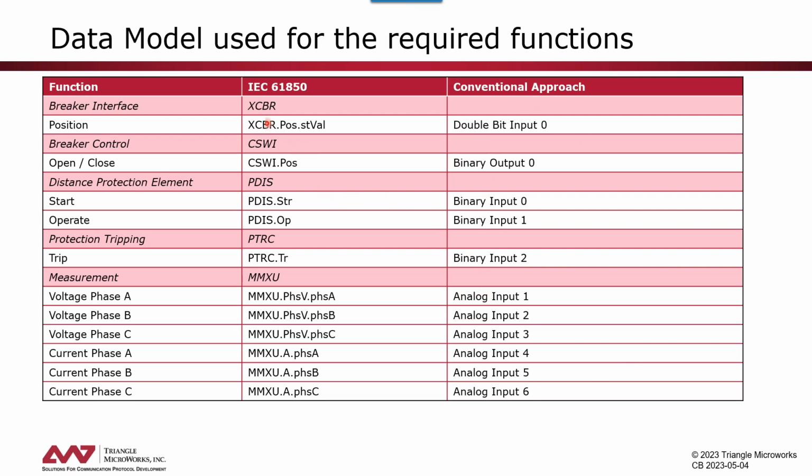So as an example, our breaker interface, where we get the position of the breaker from, the breaker interface in 61850 as a function element has the logic node XCBR. The data object of the position where we find the position information will be XCBR.Pos.stVal. And in DNP, this would basically be a double bit input with a certain index number. Similarly, our protection functions, protection elements, measurement, just as a few examples, but we'll see them now as well when we look at the example.